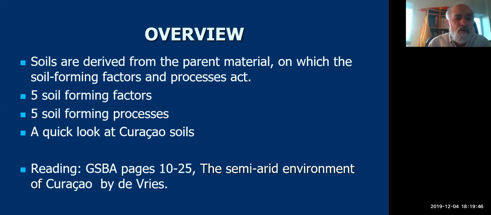Then for review, for reading, for more depth, pretty pictures, the Global Soil Biodiversity Atlas pages 10 to 25 will go over these same topics except for Curacao, of course. And then there's this document called The Semi-Arid Environment of Curacao, a Geochemical Analysis by this fellow named De Vries. You'll have access to that, and we'll walk through some of the main features of that, and then maybe go through the whole paper bit by bit so that you have a better understanding of this paper.